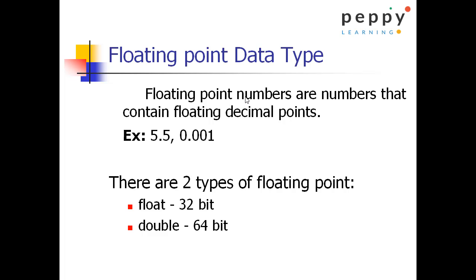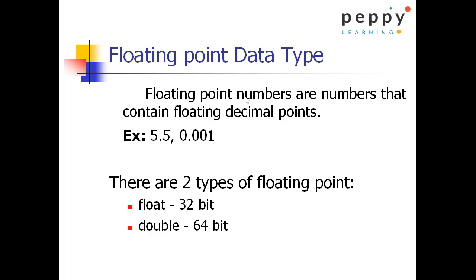Let's see floating point data type. Floating point numbers are numbers that contain floating decimal points. Let's say here example is 5.5, 0.001. When are we going to use floating point data types? There is a tax imposed on your sale 3.75%, or you got a discount of 12.25%. In those cases, you are using floating point numbers.